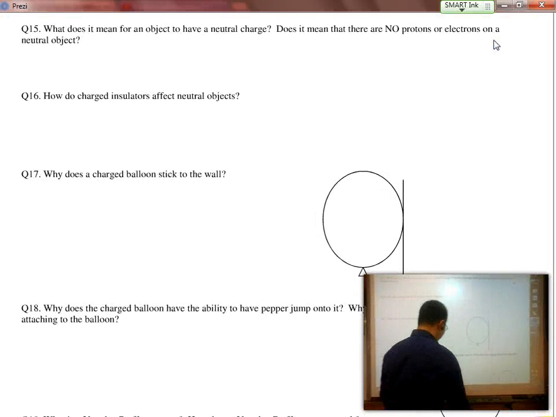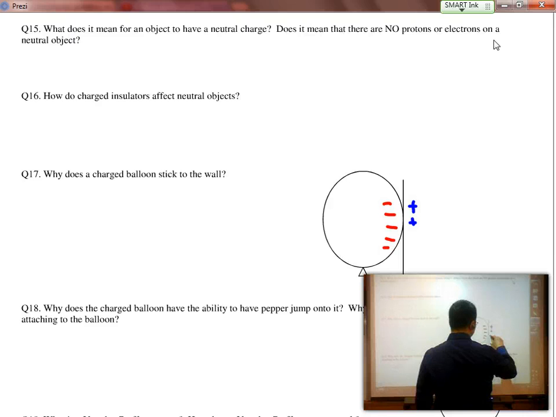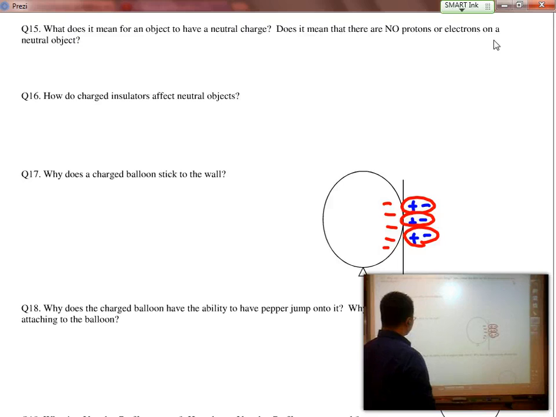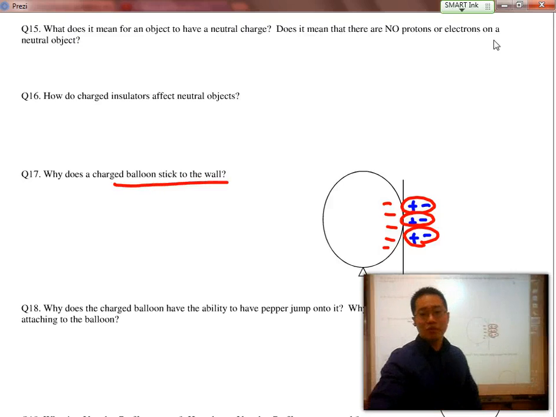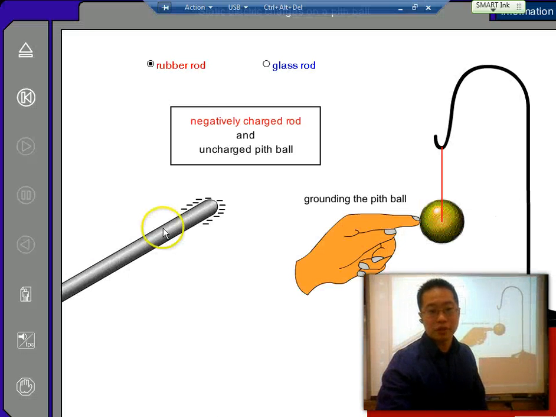So in the end, if I were just to draw this over here, the electrons don't move so far away as they would in a metal, but enough so that there's still a slight dipole that the balloon will stick to the wall. This is even more obvious if we look at the example of the pith ball.